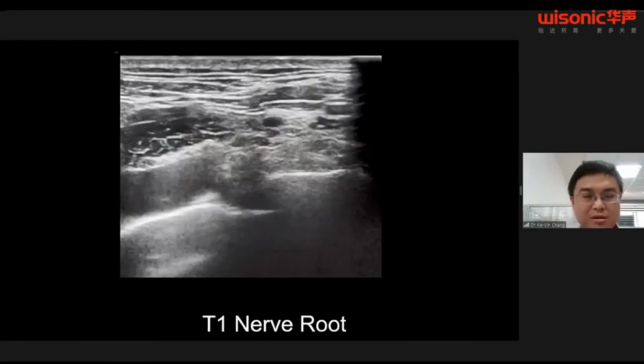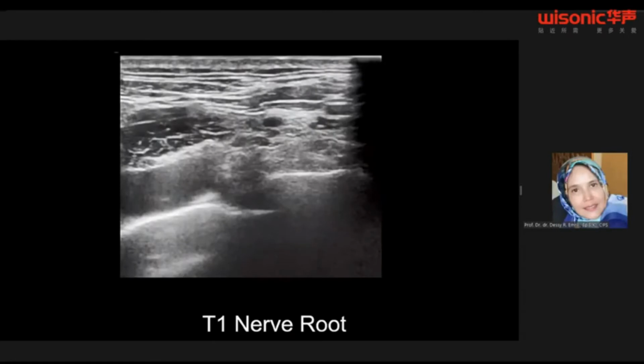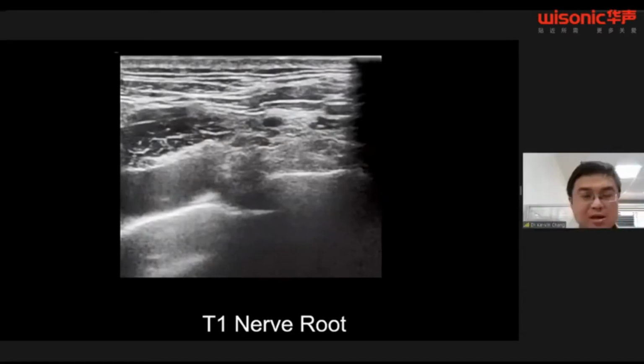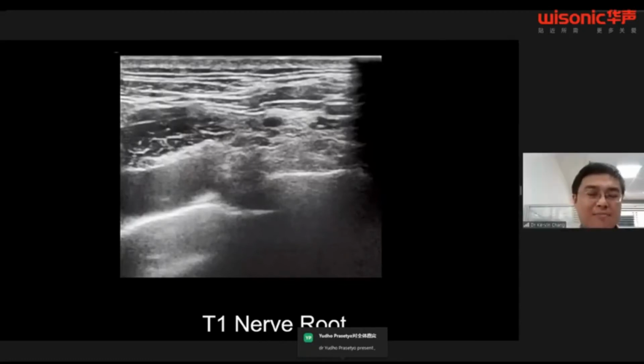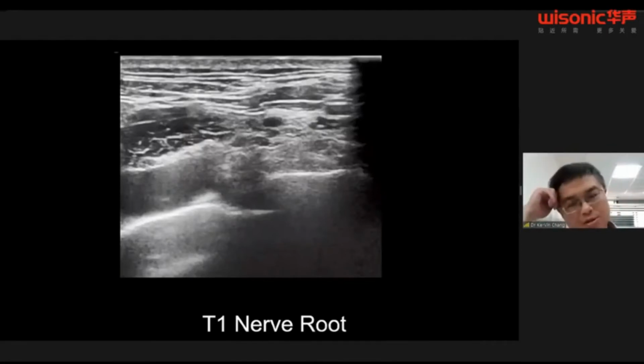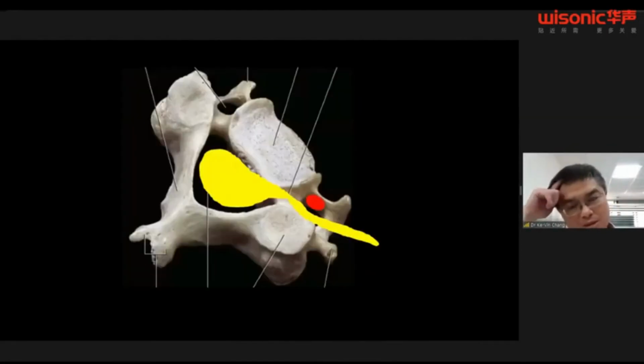and joining the other brachial plexus to become the core portion of the brachial plexus. So this is how we scan the T1. This is the first rib, and this is the T1 over here. As I move my transducer medially and laterally, you can find a small bubble emerging from the undersurface of the first rib. This one is the T1. So this is how we identify the T1 nerve root.